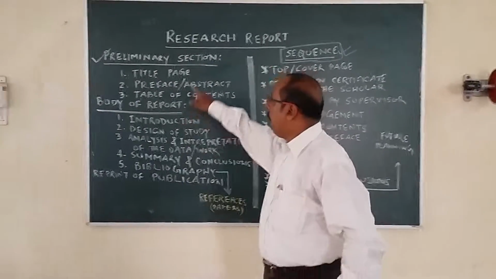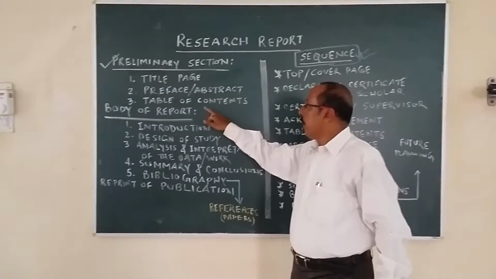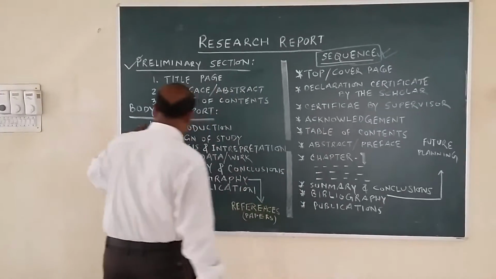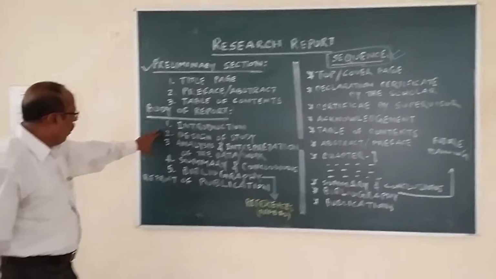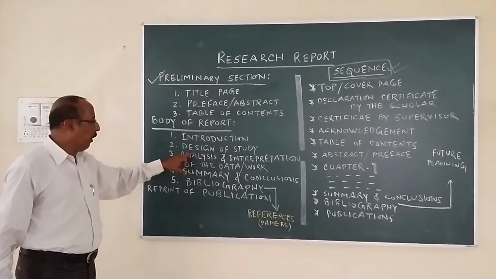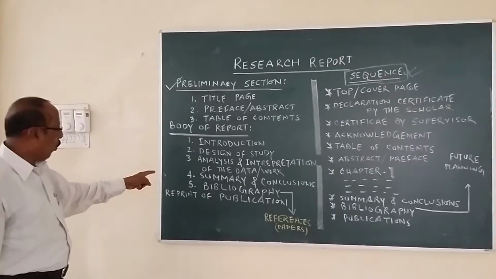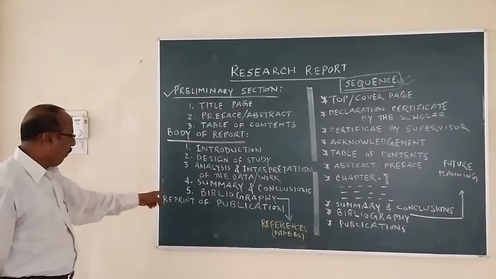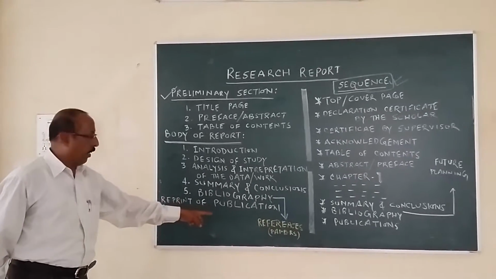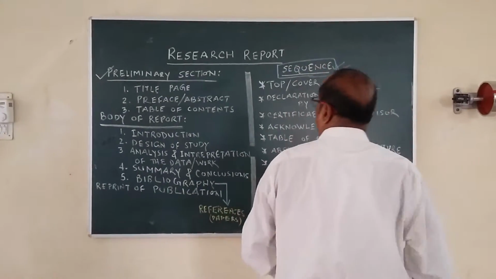One is the title page, second is the preface or abstract, third is the table of contents. In the body of the report there are five points. First is introduction, second is design of the study, third is analysis and interpretation of the data, fourth is summary and conclusions, fifth is bibliography, and the last part is the reprint of the publication. Now we see in detail.